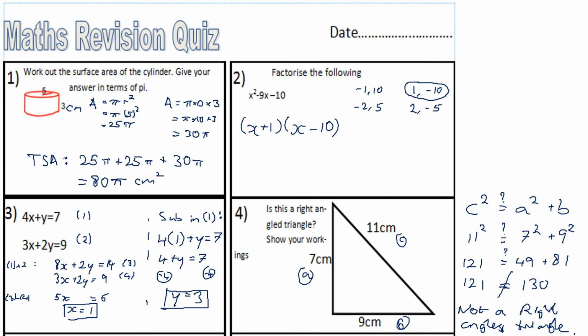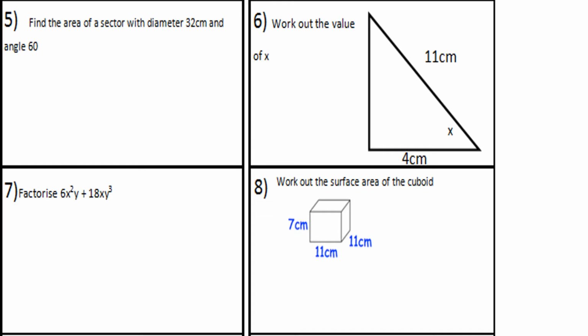Okay, good. Question number 5. What have we got? We've got find the area of a sector with diameter 32 and angle 60. So remember what a sector looks like. A sector is like a pizza slice.